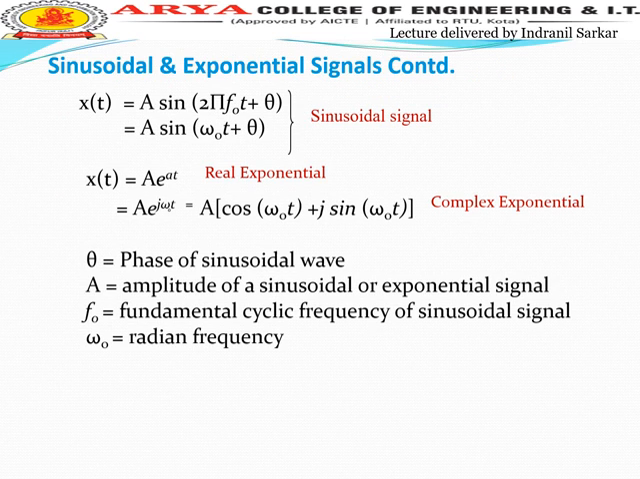Now x(t) is equal to A sin(2π f0 t + θ) is the sinusoidal signal, which is also represented as A sin(ω0 t + θ). x(t) is equal to A e to the power at is the real exponential signal, and A e to the power jωt is equal to A cos ω0 t plus j sin ω0 t, which is the complex exponential signal. Here θ is the phase of the sinusoidal wave, A is the amplitude of a sinusoidal or exponential signal, f0 is the fundamental cyclic frequency of the sinusoidal signal, and ω0 is the radian frequency.